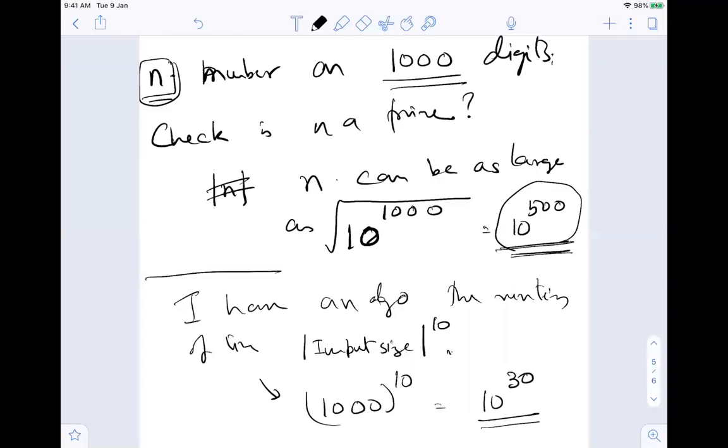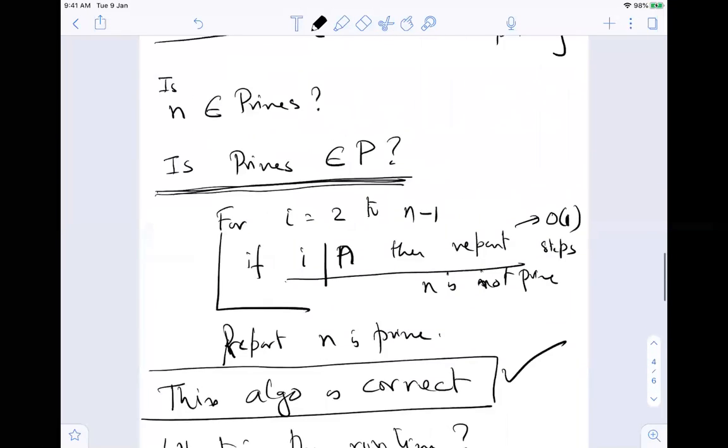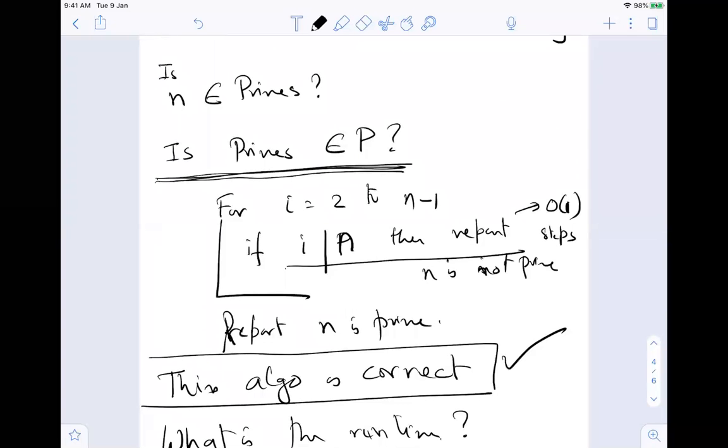I mean, 10 to the power 30 is also a big number, but it is still something that almost a supercomputer can do. 10 to the power 500, no way any computer can do. Okay. So for this algorithm, PRIMES, right now I have not seen a proof of PRIMES within P.